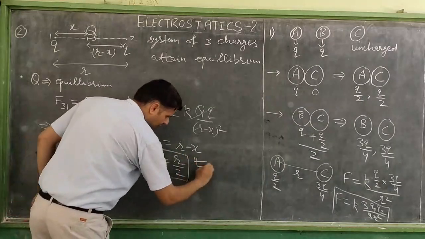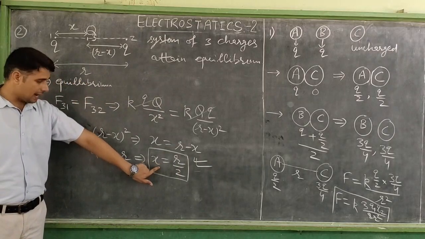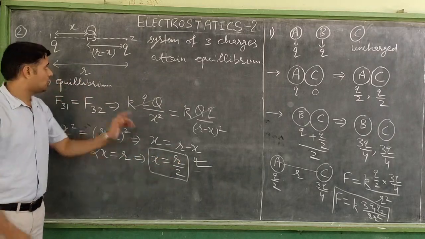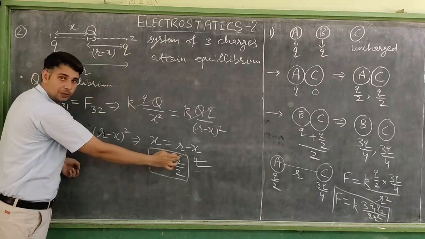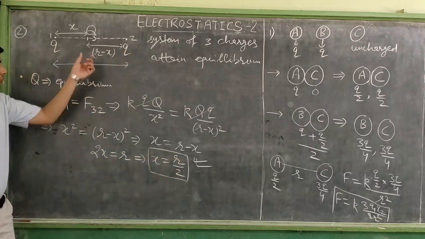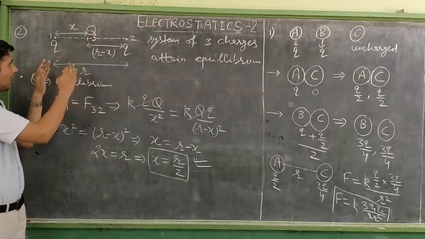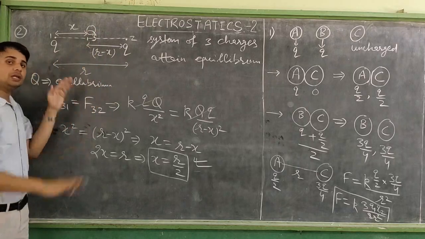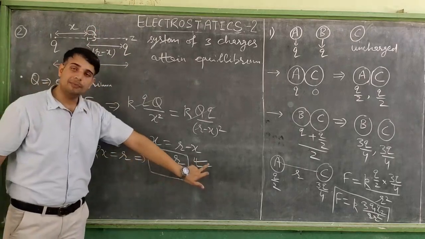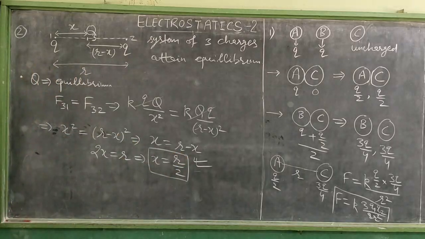So the first answer we have obtained: at what position shall we put this third charge? At the middle point, because the whole separation is r and this x comes out to be r divided by 2. So that this third charge Q is in equilibrium, we have to put it at a separation of r by 2 from either charge, that is, at the middle point. So this is one of the answers. Just try to understand this.